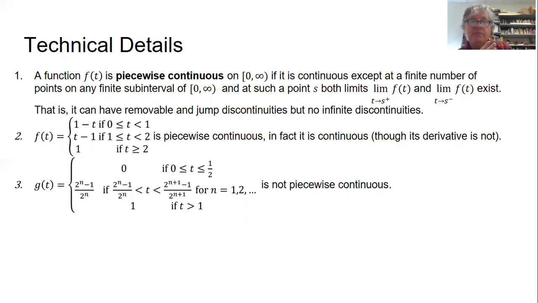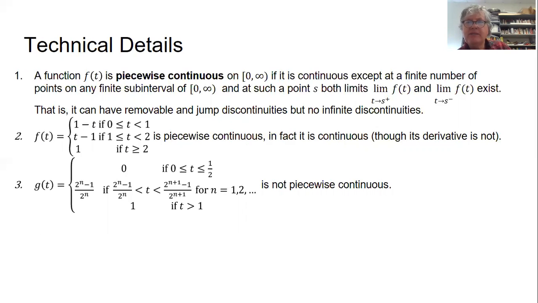So a function is piecewise continuous if it is continuous except at a finite number of points on any sub-interval of 0 to infinity. So there's allowed to be infinitely many discontinuities. There just can't be infinitely many in a finite interval. Like you can have a discontinuity at each integer point, that's okay.